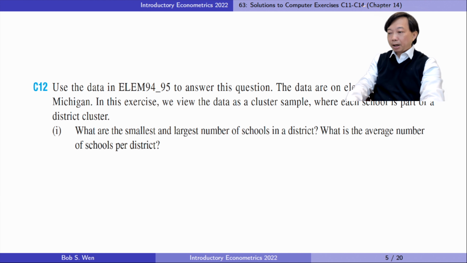Let's go to computer exercise 12. The data are on elementary schools in Michigan. In this exercise, we'll view the data as a cluster sample, where each school is part of a district cluster. In part 1, what are the district's smallest and largest number of schools? What is the average number of schools per district?